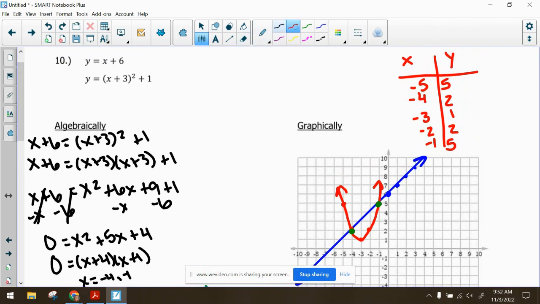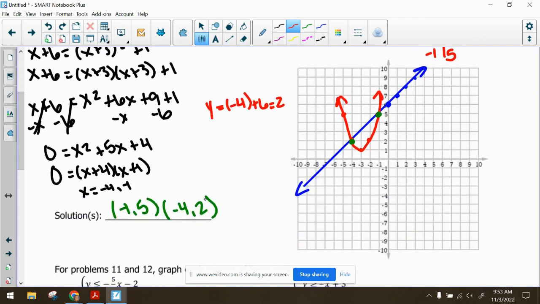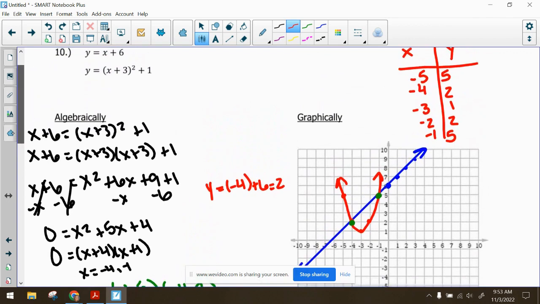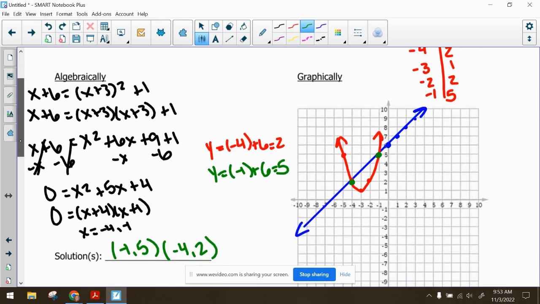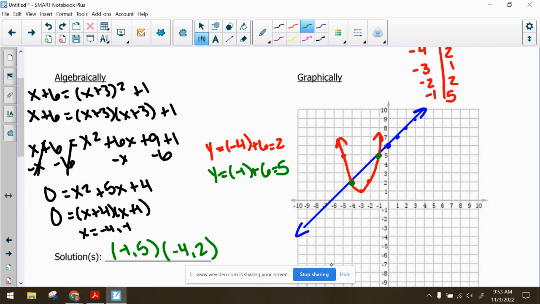Okay, so if I plug in -4, I get 2, which makes sense because that's what we found on our graph. I'm going to do the same thing with the -1, which gives us 5, as what we found when we graphed.